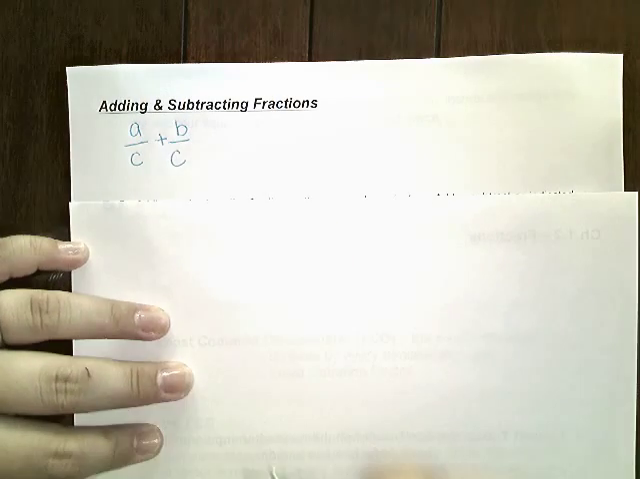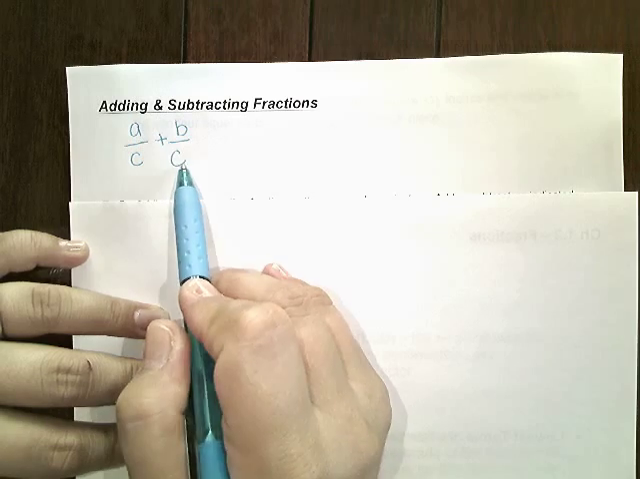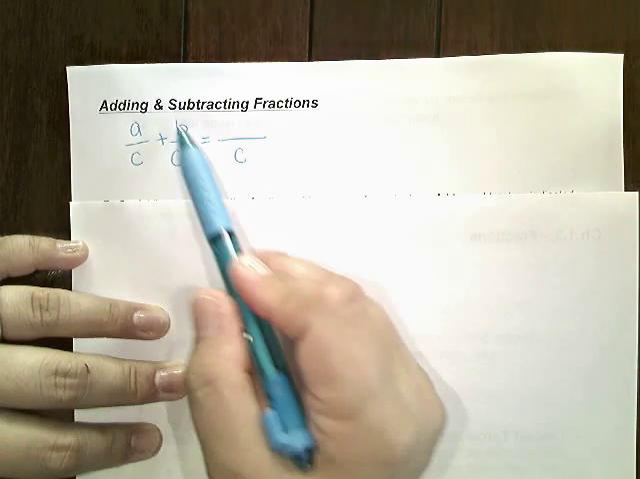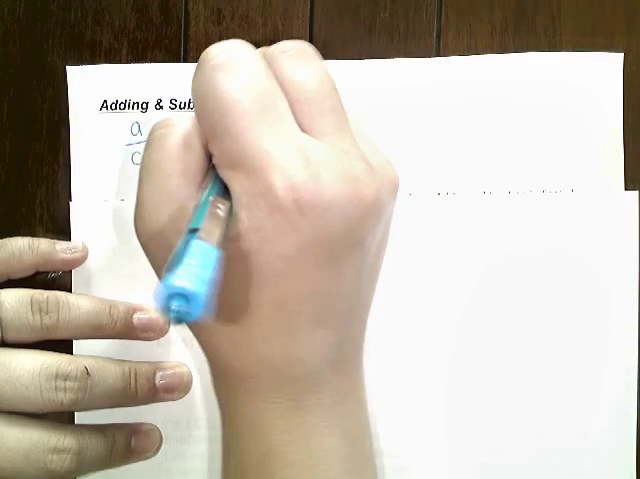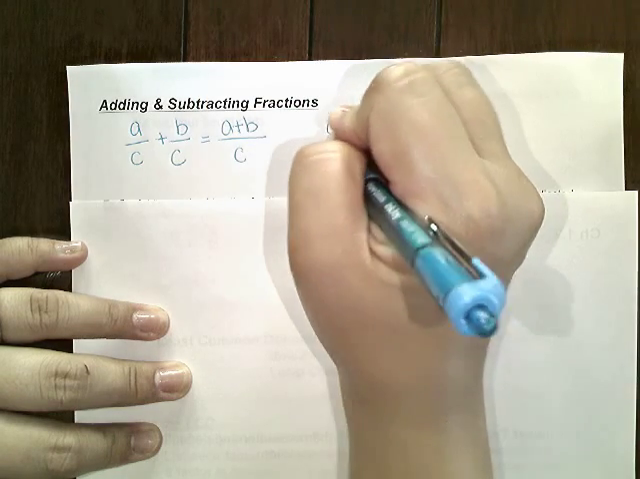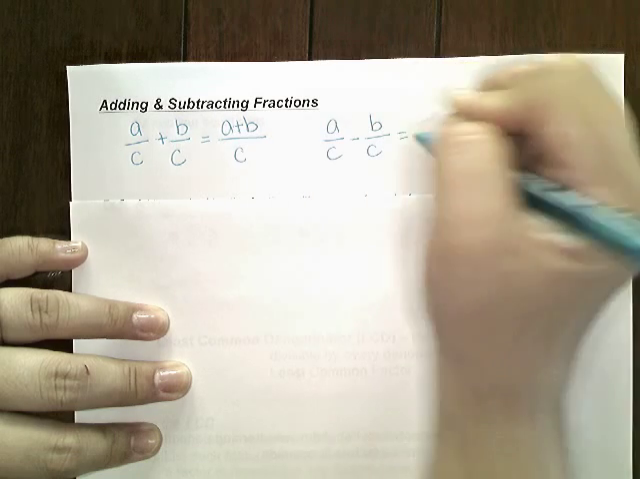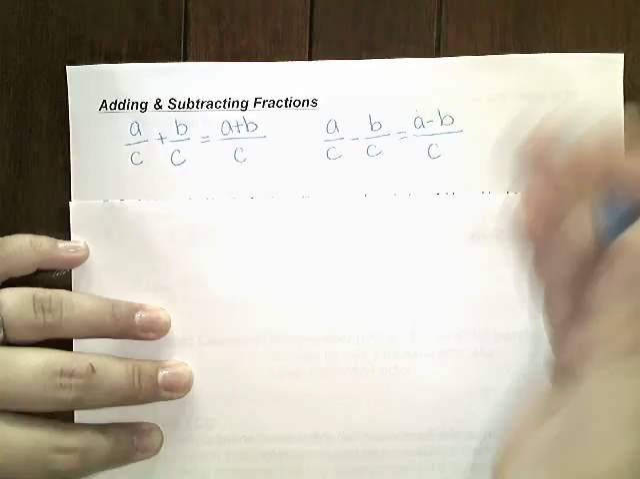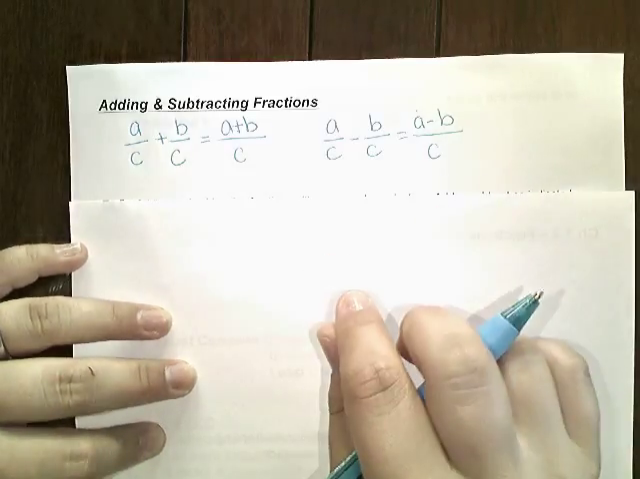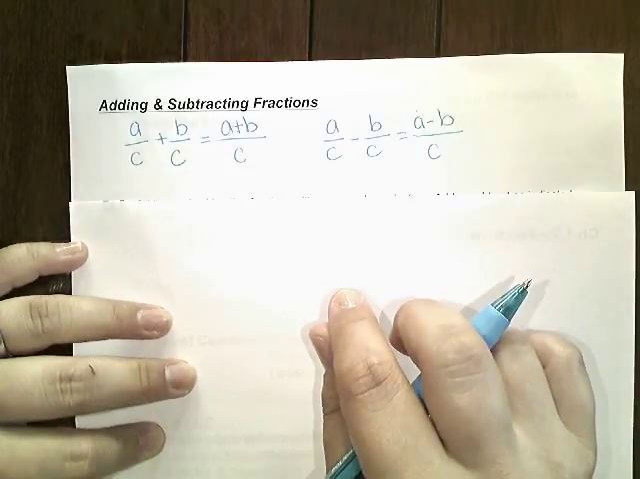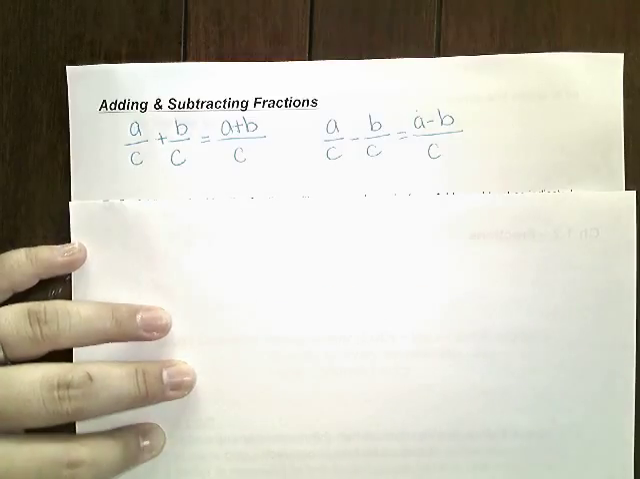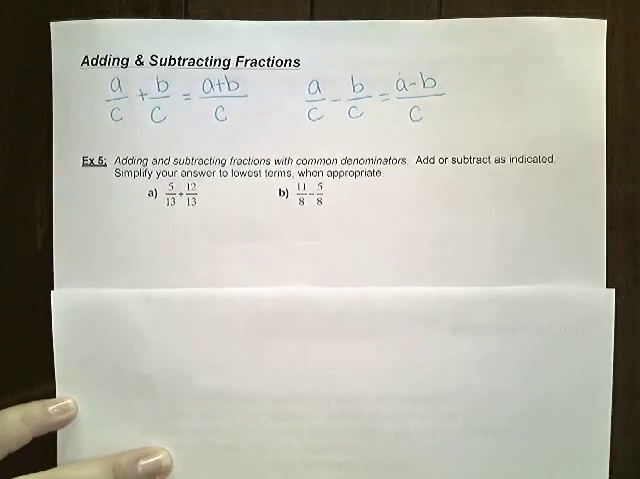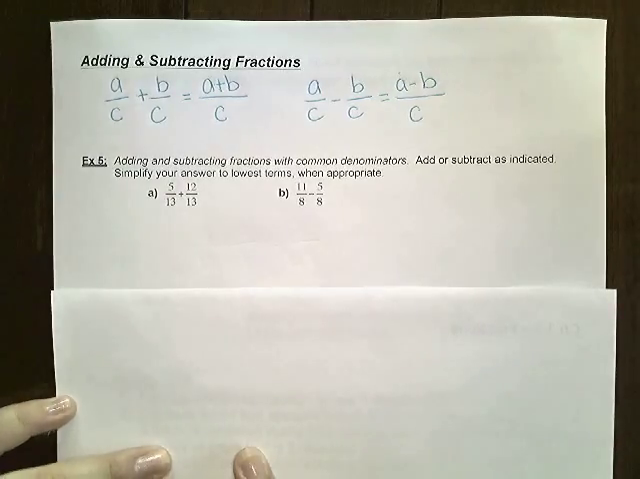Once you have that common denominator, then you can keep that common denominator of C and add your numerators. Or likewise, if you're dealing with subtraction, A over C minus B over C, you can keep that common denominator and then just subtract your numerators, whatever's appropriate. The key thing is having that common denominator. So let's go ahead and add and subtract these fractions.